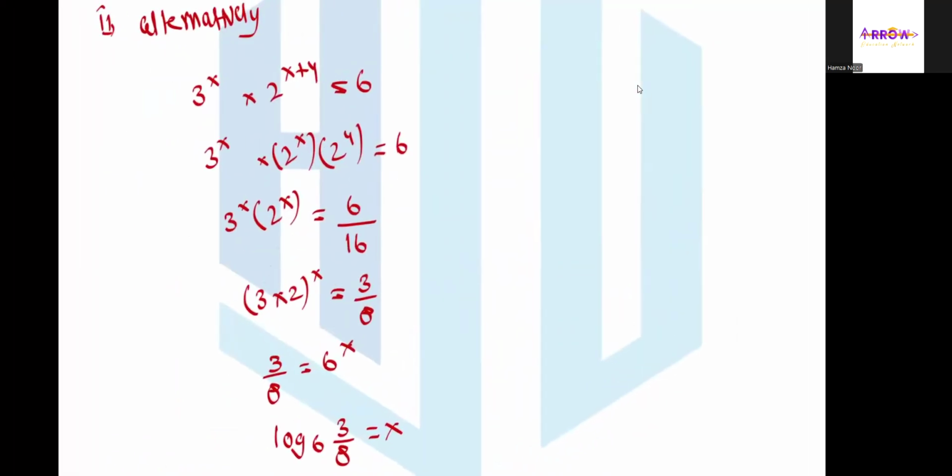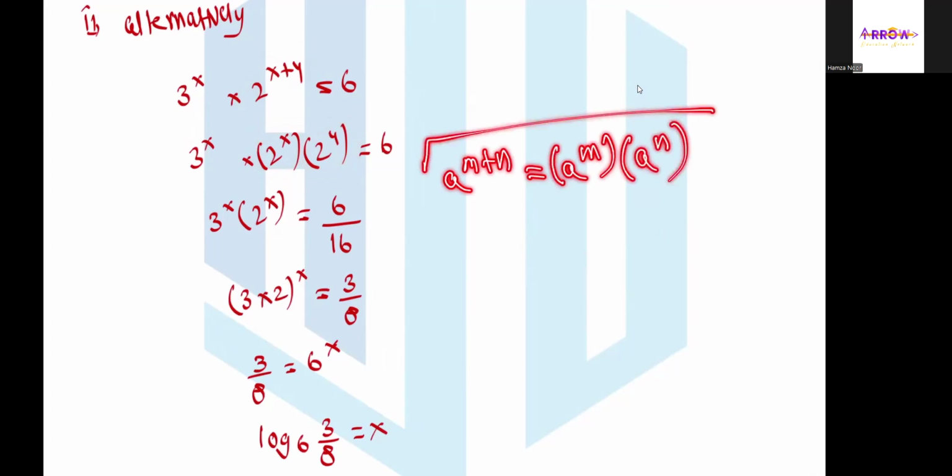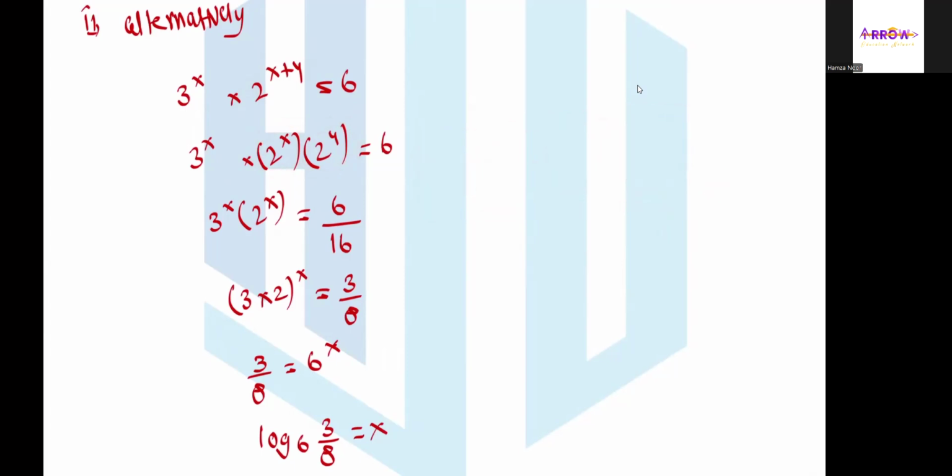First things first, starting with this: 3 raised to the power of x multiplied by 2 raised to the power of x plus 4 is equal to 6. According to the laws of indices, in place of 2 raised to the power of x plus 4, I can write 2 raised to the power of x multiplied by 2 raised to the power of 4. As you know, a raised to the power of m plus n is exactly the same thing as a raised to the power of m multiplied by a raised to the power of n. This is the basic rule of indices which you have been studying since O-level and IGCSE maths, and you have also studied these concepts in P1.